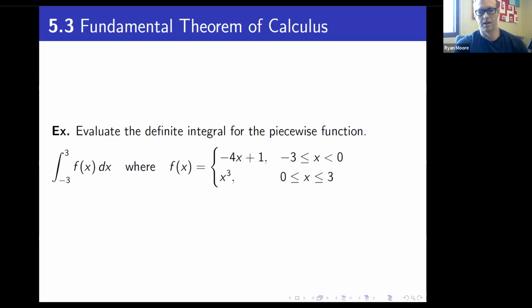Okay. Where did we leave off? We did some examples with the fundamental theorem of calculus part 2.